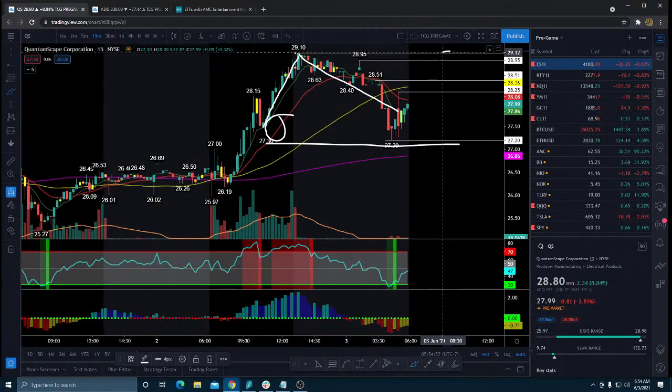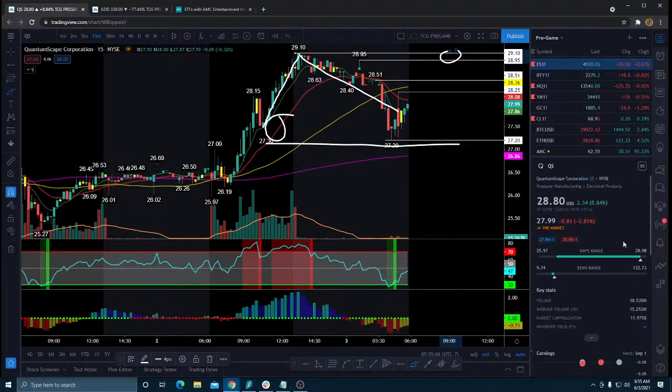Bears will be looking to short this $29 up here. They will be looking to short it because of the magnitude in which we pulled back. What was the volume yesterday? Volume was a little bit more than average. That's not a crazy amount. So the bears may have success up at $29, but those are your levels on QS.